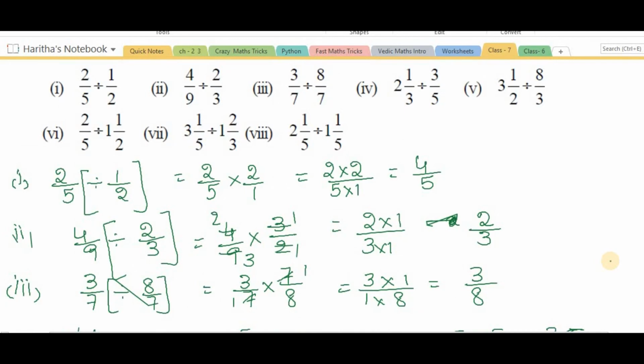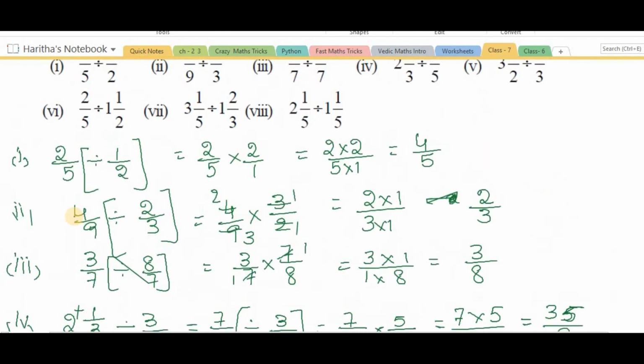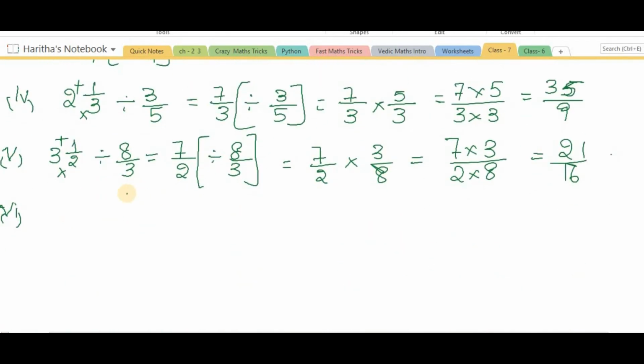2/5 divided by 1 1/2. Till now, the dividend was a mixed fraction. Now the divisor is going to be a mixed fraction. 2/5 divided by 1 1/2.